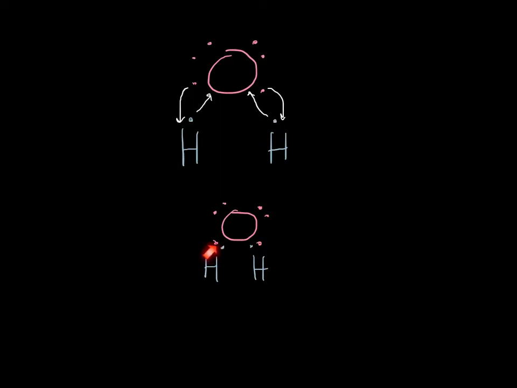This hydrogen right here has 1, 2, perfect. And this hydrogen right here, 1, 2 as well. So now everybody's happy through covalent bonding. The way we would normally draw this is oxygen with its 2 lone pairs and then solid lines to represent that sharing of electrons. So that is covalent bonds.